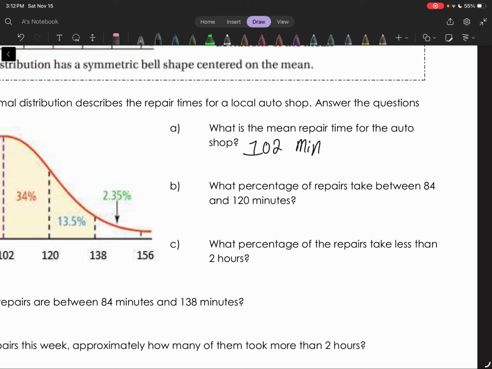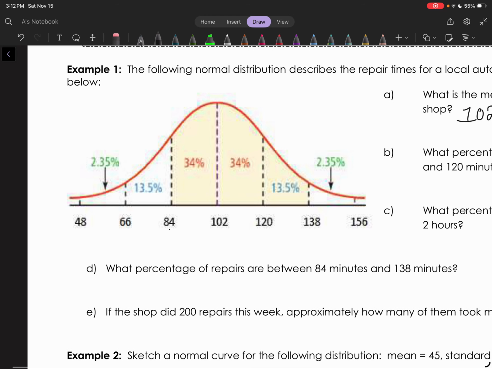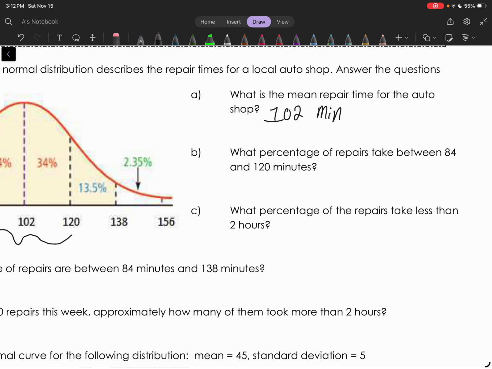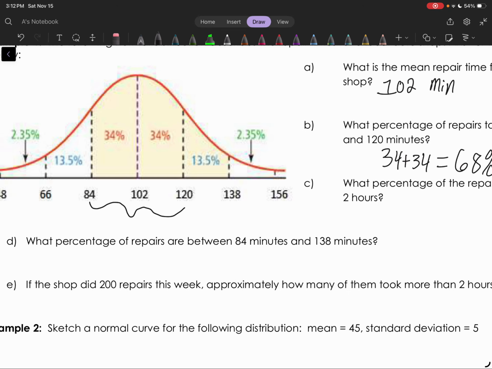Well, what percentage of repairs take place between 84 and 120 minutes? That is here. This is 34 plus 34, which is 68%. That's also within one standard deviation each way. By the top diagram, it shows you it should be 68%.